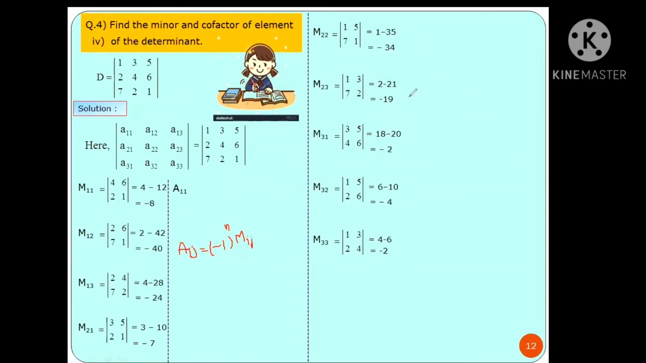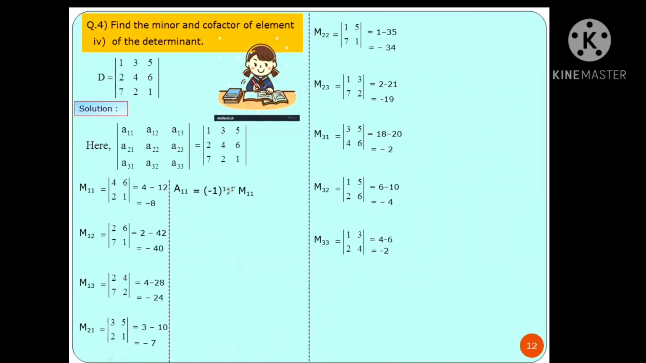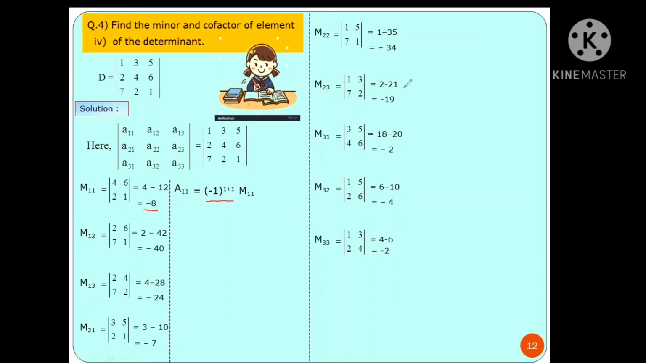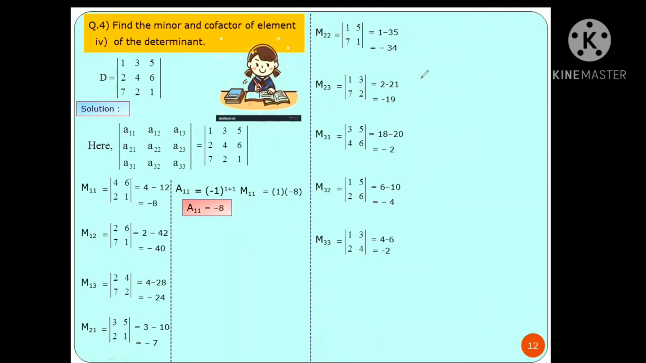So the first cofactor is A11. Its value is obtained by minus 1 raised to power 1 plus 1 into minor M11. Check here, the value for minor M11 is obtained as minus 8. And minus 1 raised to power 1 plus 1, sum is 2, power is even, that means the answer is positive. So 1 multiplied by minus 8, the product is minus 8. Hence, the first cofactor value A11 is equal to minus 8.